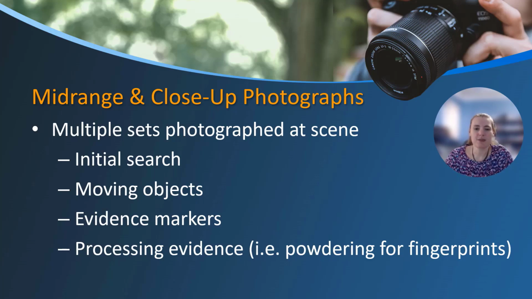The easiest way to ensure that all your photographs are captured is to do the mid-range and the close-up images in pairs. So during your initial search, after you take a mid-range photograph documenting the location of a piece of evidence, take the close-up directly after. Then, maybe you move a piece of furniture. Take a mid-range of that evidence again, and then take a close-up again. Now you're going to add an evidence marker to it. And then you're going to take a mid-range and a close-up evidence photograph again.